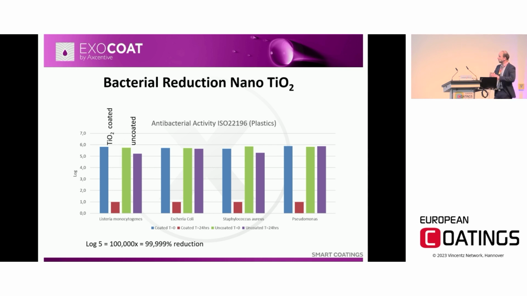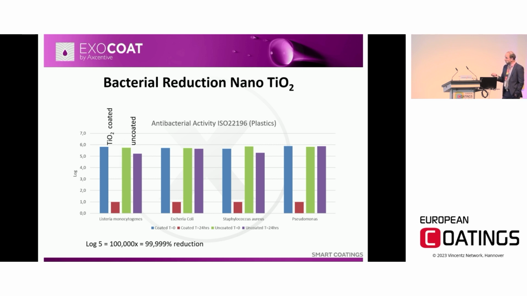What you do here, you have a piece which you coat, and you challenge it with bacteria, in a situation where no light is used, by the way, and you look at what happens to the bacterial count. You see that it reduces in 24 hours in the case of this Listeria monocytogenes. It reduces with a log 5, and the comparative, which is uncoated, does not reduce a lot. This is the same effect you see with E. coli, with Staphylococcus and Pseudomonas.